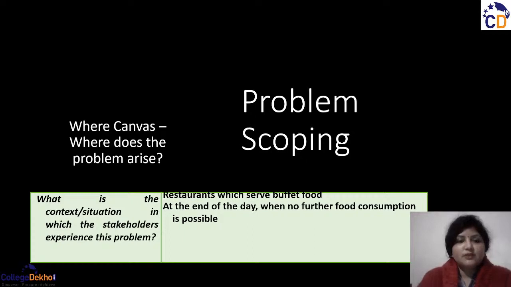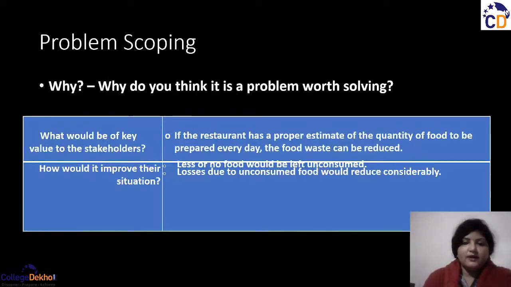So let's move to the next part: where this problem is arising. Obviously this is arising in a restaurant which serves buffet food, at the end of the day when no further food consumption is possible. When there is no food consumption at the end of the day, obviously the food is left. Now, let us see why, and give a worthwhile solution to this problem. In the why part, you are going to write down what could be the ideal solution for solving the problem.